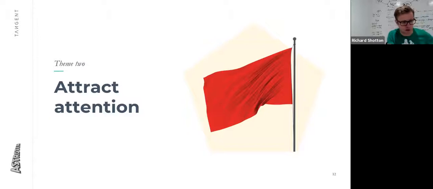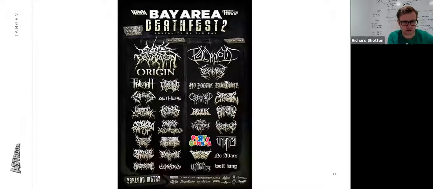Now, don't take my word on that. There are certainly more recent experiments rerunning the von Restorff effect, but I'll give you instead a bit of a live demonstration. So have a look at the screen, and I'm going to show you a poster for a genuine American heavy metal festival. So here it is. The wonderfully named Bay Area Death Fest 2.